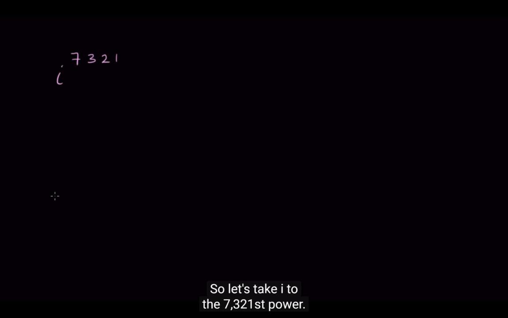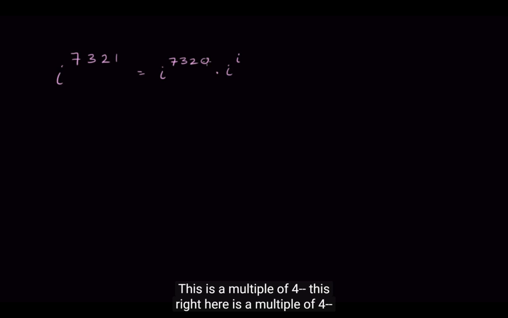So let's take i to the 7,321st power. Now, we just have to figure out, this is going to be some multiple of 4 plus something else. So to do that, well, you could just look at it by sight, that 7,320 is divisible by 4. You can verify that by hand, and then you have that 1 left over. And so this is going to be i to the 7,320 times i to the first power. This right here is a multiple of 4, and I know that because any 100 is a multiple of 4, any 1,000 is a multiple of 4, and then 20 is a multiple of 4.